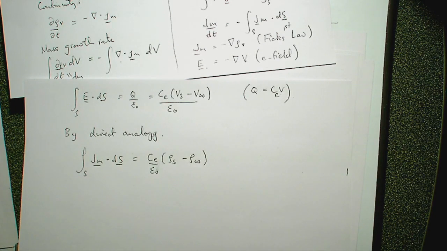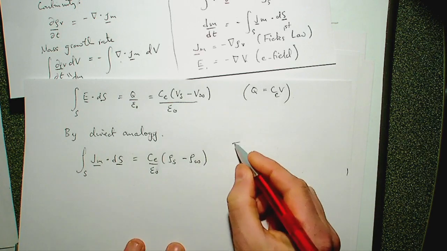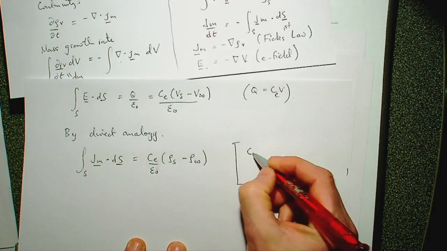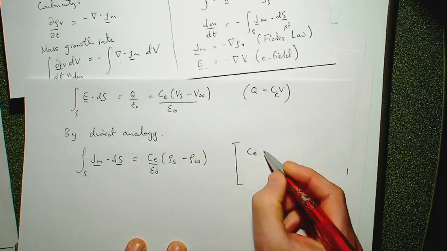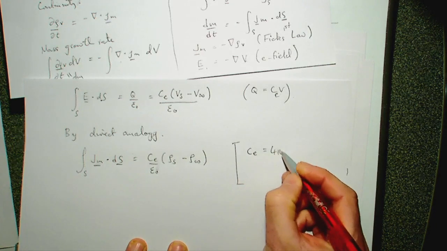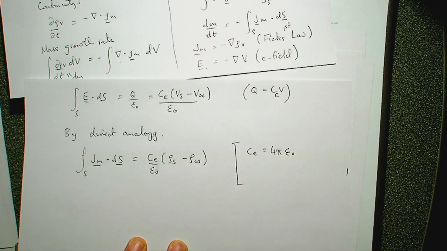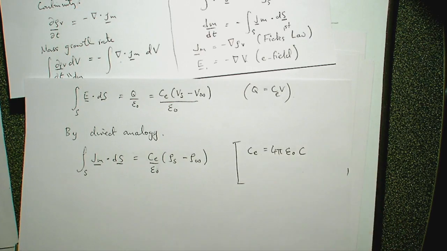So this equation is just like this equation. I've just substituted for E the current density and I've kept the right hand side. Now I'm going to define the electrostatic potential to be equal to 4 pi epsilon naught times C. Okay, don't worry about what the definition means.